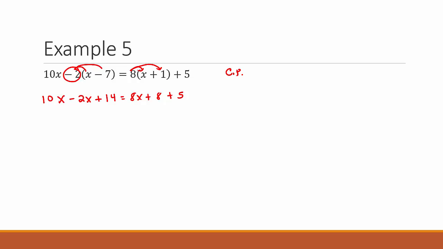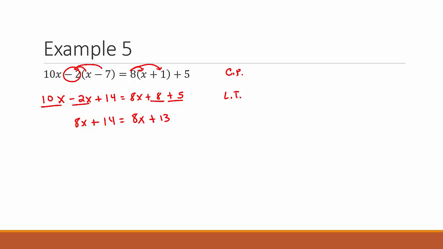So after clearing the parentheses, what should we look for? That's right, like terms on one side or the other. And we do have like terms on the left-hand side. We have the 10x and the minus 2x. We also have like terms on the right-hand side with those regular numbers, the 8 and the 5. So let's combine those like terms on the separate sides. So 10x minus 2x, 10 minus 2 is 8x. And then 8 plus 5, 8 plus 5 is 13.